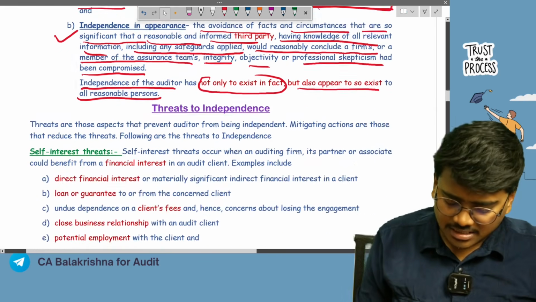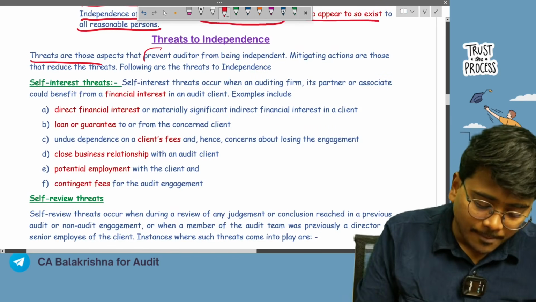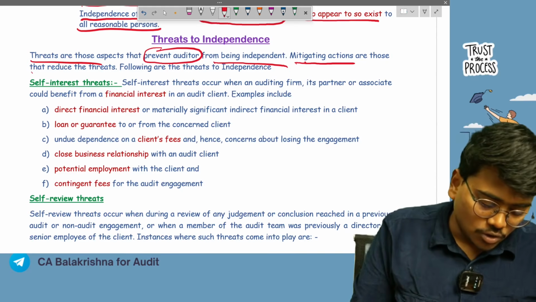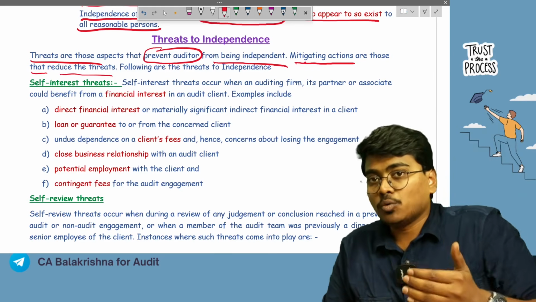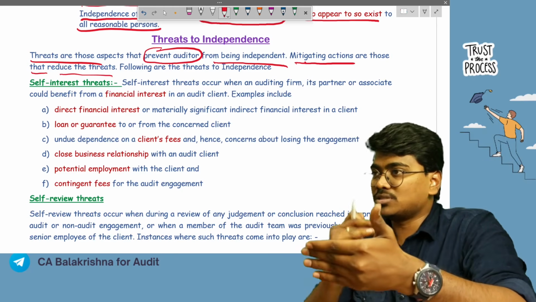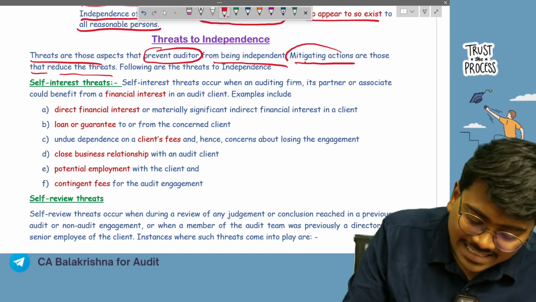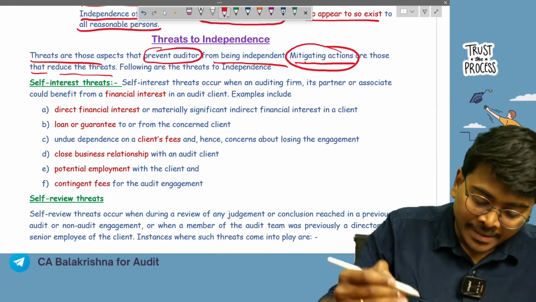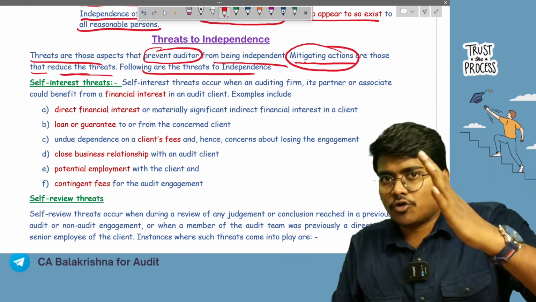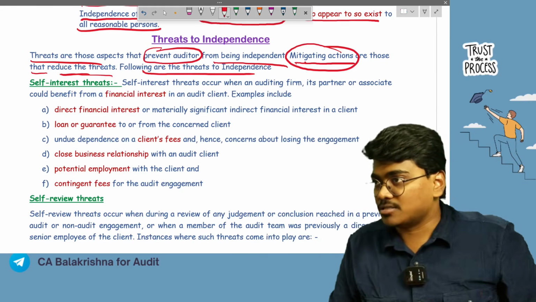Next, threats to the independence. Now, threats are those aspects that prevent auditor from being independent. Mitigating actions are those that reduce those threats. Now, if there is a threat, you cannot keep silent. If there is a threat, you will try to reduce that threat. So the action that you will take to reduce that threat is known as mitigating action. Following are the threats. First of all, we will see the 5 threats that we have discussed. Afterwards, we will see the mitigating actions or the safeguards to remove those threats.